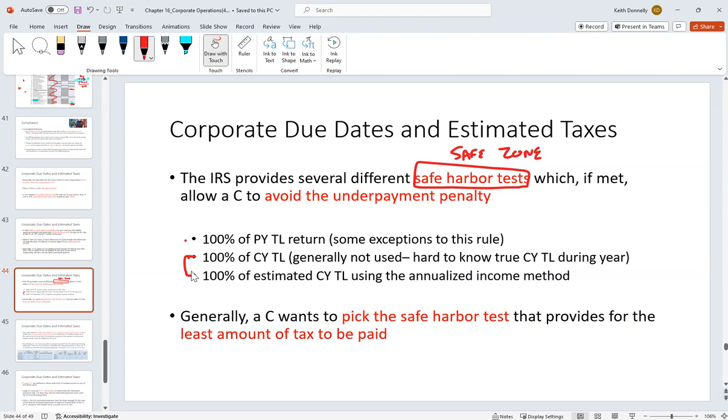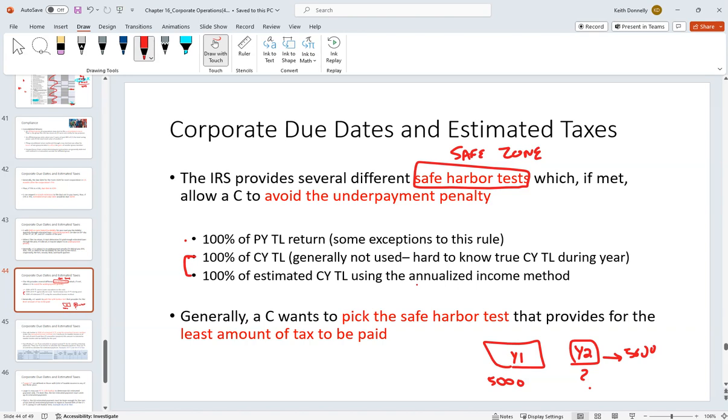If, however, sometimes that's hard to do. I don't know how much I'm going to make this year. So if right now it's a mystery how much I'm going to make, I don't know how much to put in, you can phone a friend. In year one, maybe we owed $5,000. What that means is if during year two we at least put $5,000 into the system throughout the year, we won't get hit with an underpayment penalty.